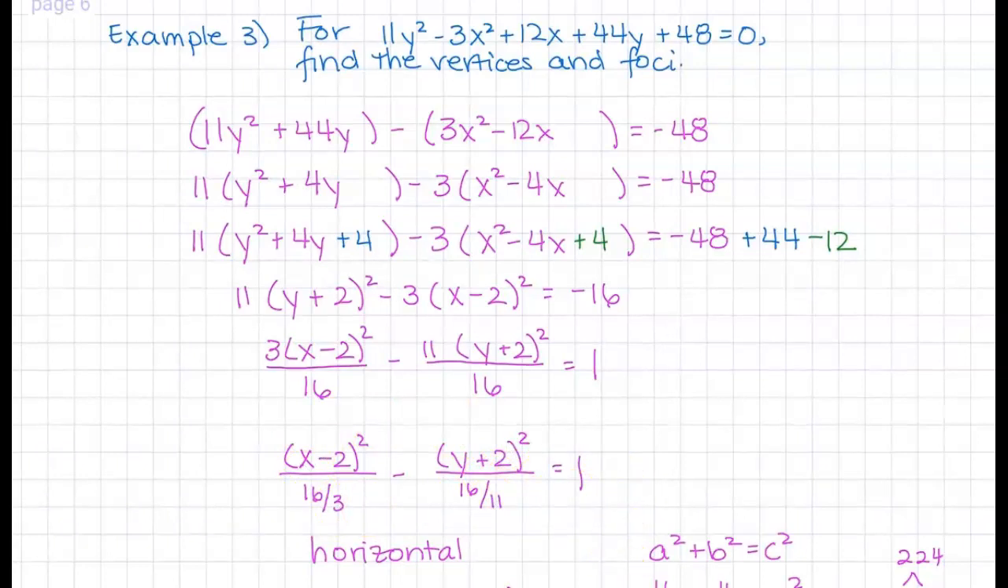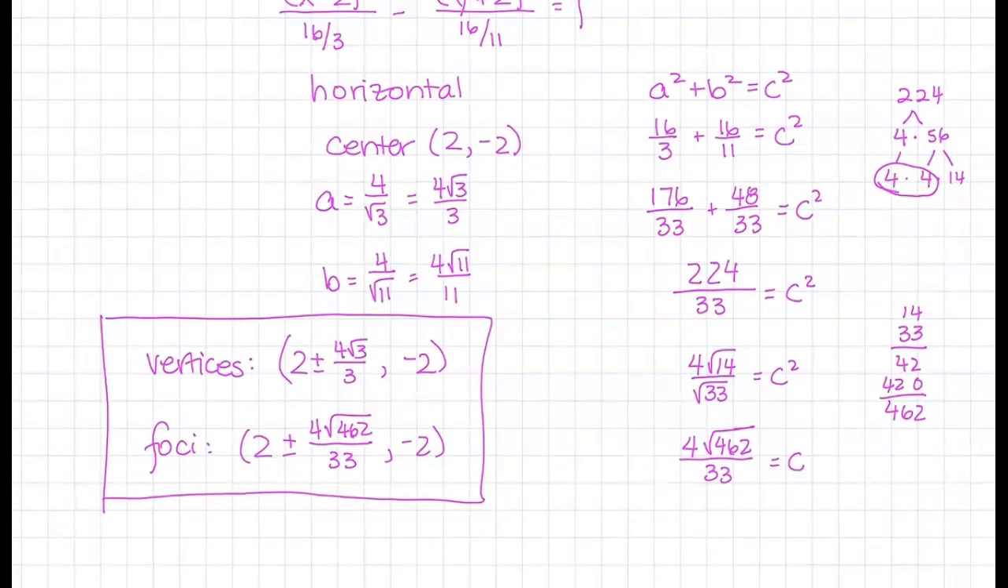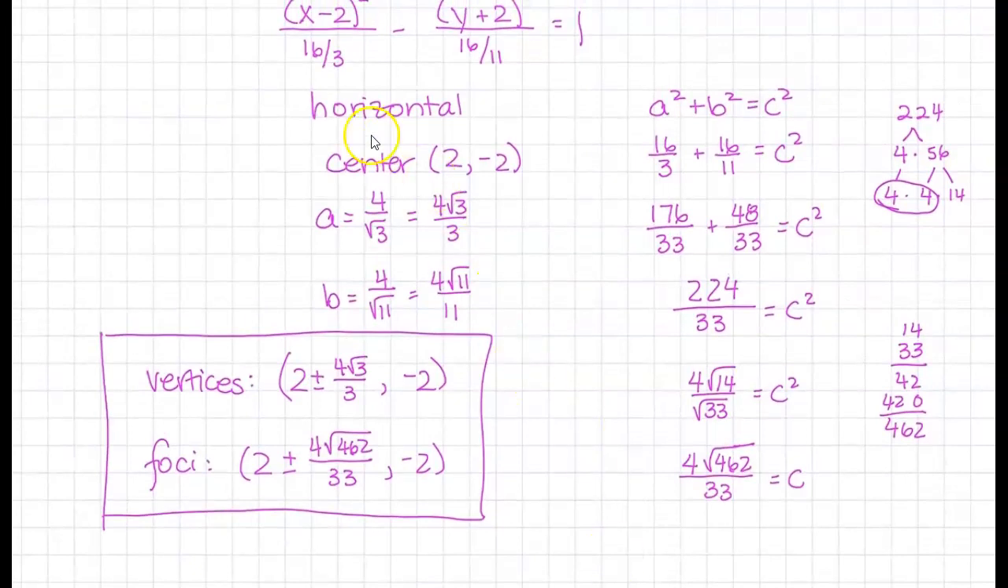Now, let me go ahead and scroll up here. There's a lot of stuff happening here. It's horizontal because x is positive, so that means my vertices are going to be horizontally aligned, so it's all going to be about a. And then my foci are also going to be horizontally aligned. So when I find c, it's going to affect just the x-coordinate. All right, so we know the center is (2, -2).